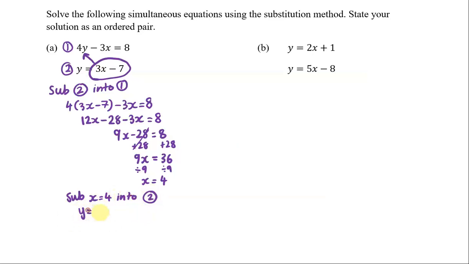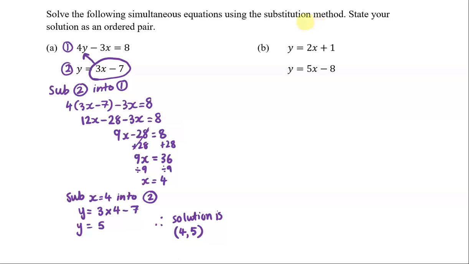So y equals 3 times x, which we know is 4, minus 7. y is equal to 3 times 4 is 12, minus 7 equals 5. So our solution, therefore, the solution is x value first, 4, 5. This is our solution as an ordered pair.